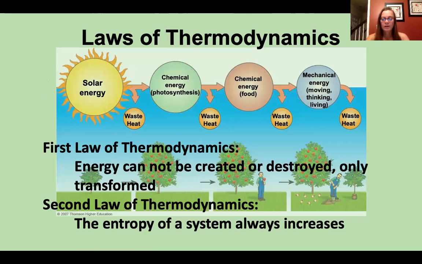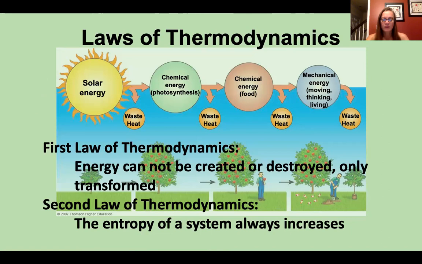So first we got to go back and talk about a little bit of chemistry. So we have these two laws of thermodynamics that you learned in chemistry. The first law of thermodynamics says that energy cannot be created or destroyed. It can only be transformed. And then the second law of thermodynamics is the one that says the entropy of a system is always increasing.